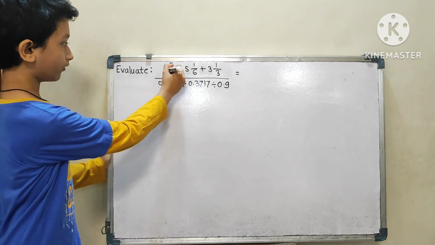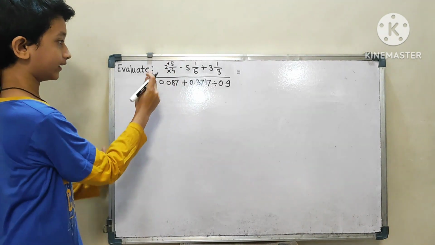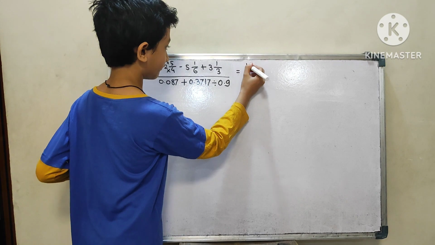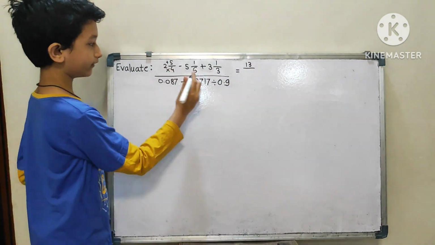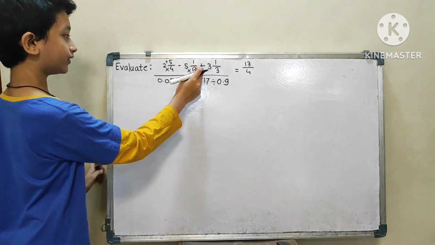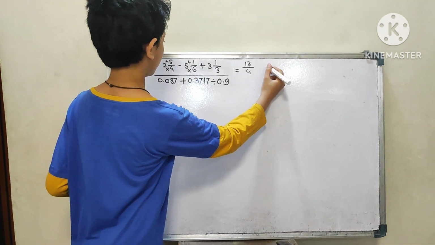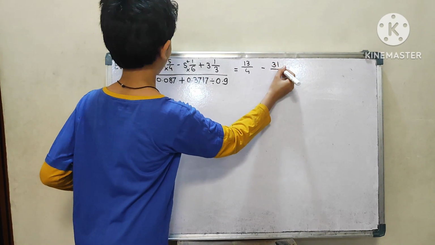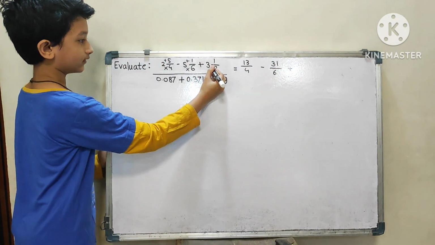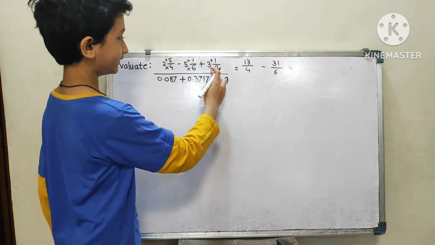So here it is 2 5/4. First we will multiply 2 into 4, then plus 5. So 2 4s are 8, and 8 plus 5 is 13. So it will be 13 by the denominator, which is 4. So 13 by 4 we get. Now this one: first 5 into 6 which is 30, and then plus 1 which is 31. So here minus 31 by 6. And now plus: first we will do 3 into 3 which is 9, and then plus 1 which is 10. So it means 10 by 3.